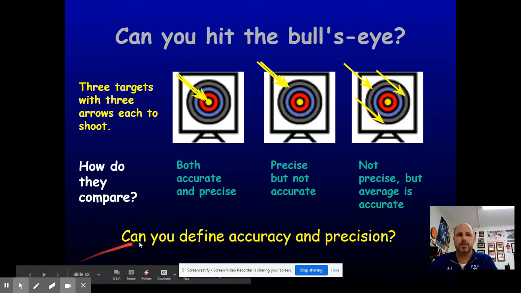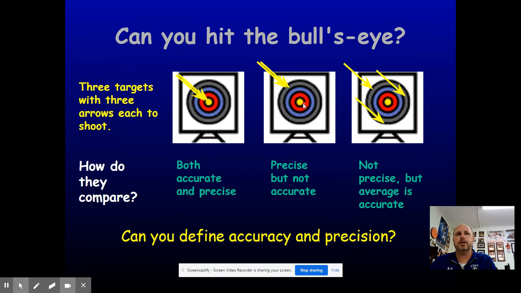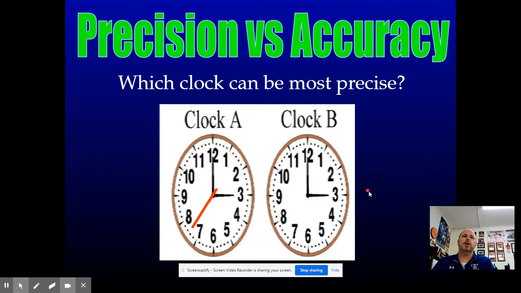It's usually not the instruments that are the issue. All right. So once again, accurate and precise, not accurate. And this one is not precise, but accurate. Okay, so looking here, we got 2 clocks.